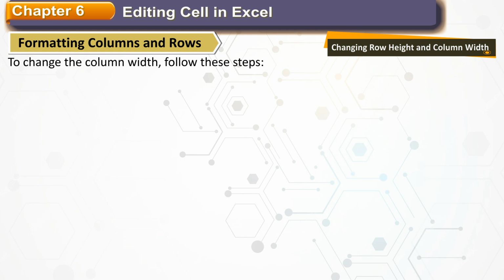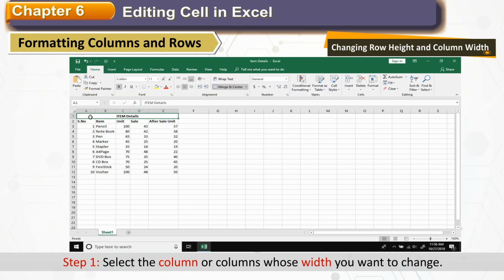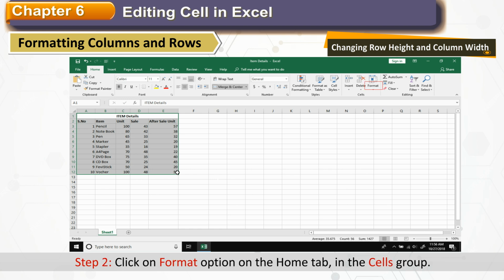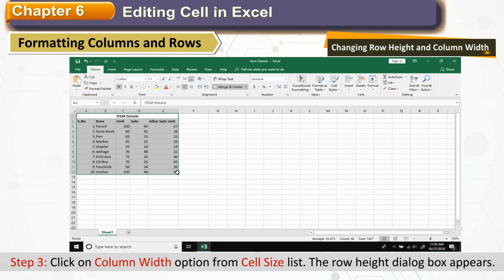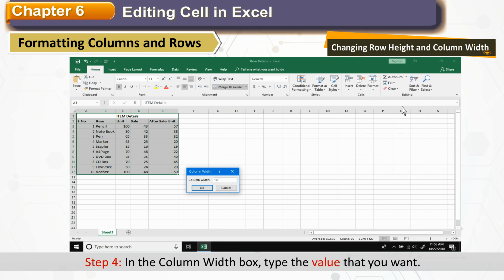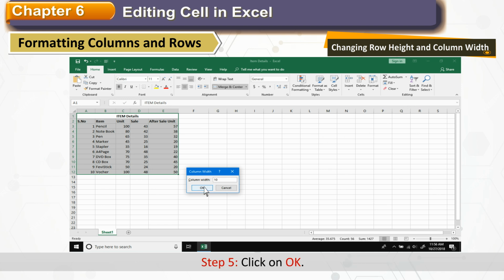Changing column width. To change the column width, follow these steps. Step 1. Select the column or columns whose width you want to change. Step 2. Click on Format option on the Home tab in the Cells group. Step 3. Click on Column Width option from Cell Size list. The Column Width dialog box appears. Step 4. In the Column Width box, type the value that you want. Step 5. Click on OK.